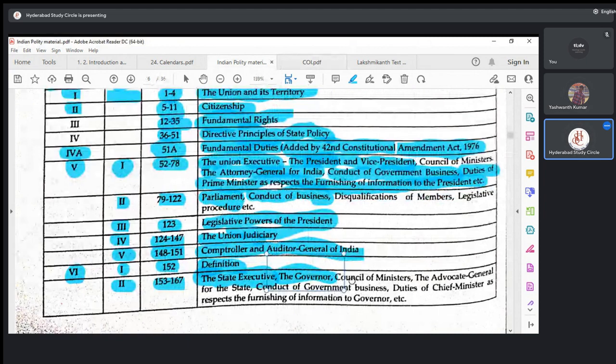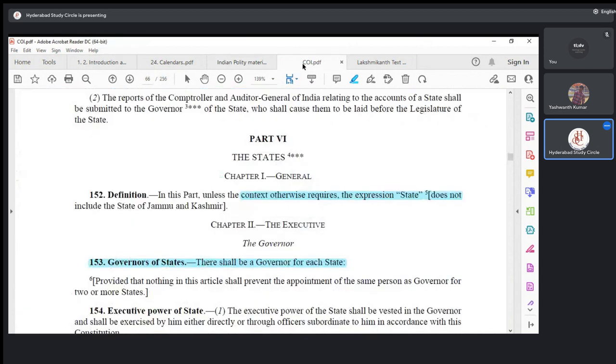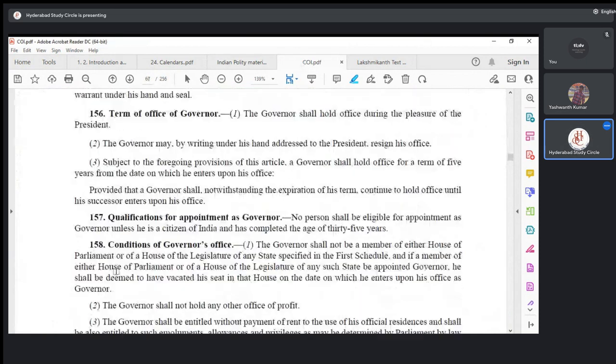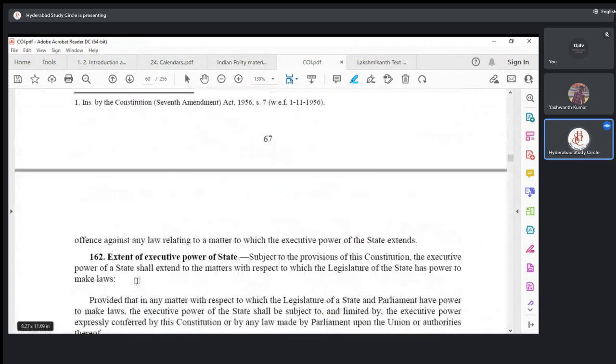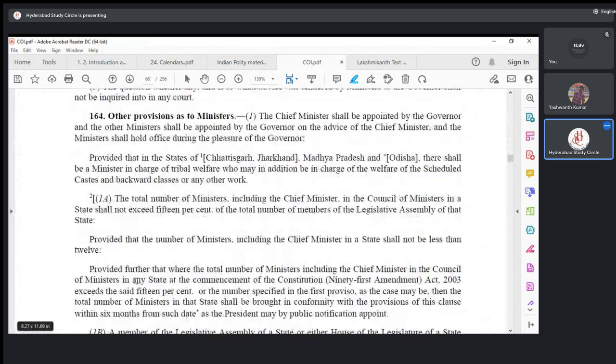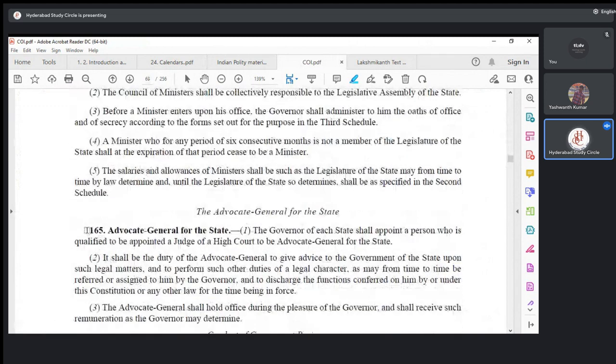Then you have the council of ministers to aid and advise the governor. Then next is the advocate general. What is the article number of the advocate general? 165. Advocate General is article 165. What does he do? He is the official lawyer of the state government. Official advocate, official lawyer of the state. Please read this.